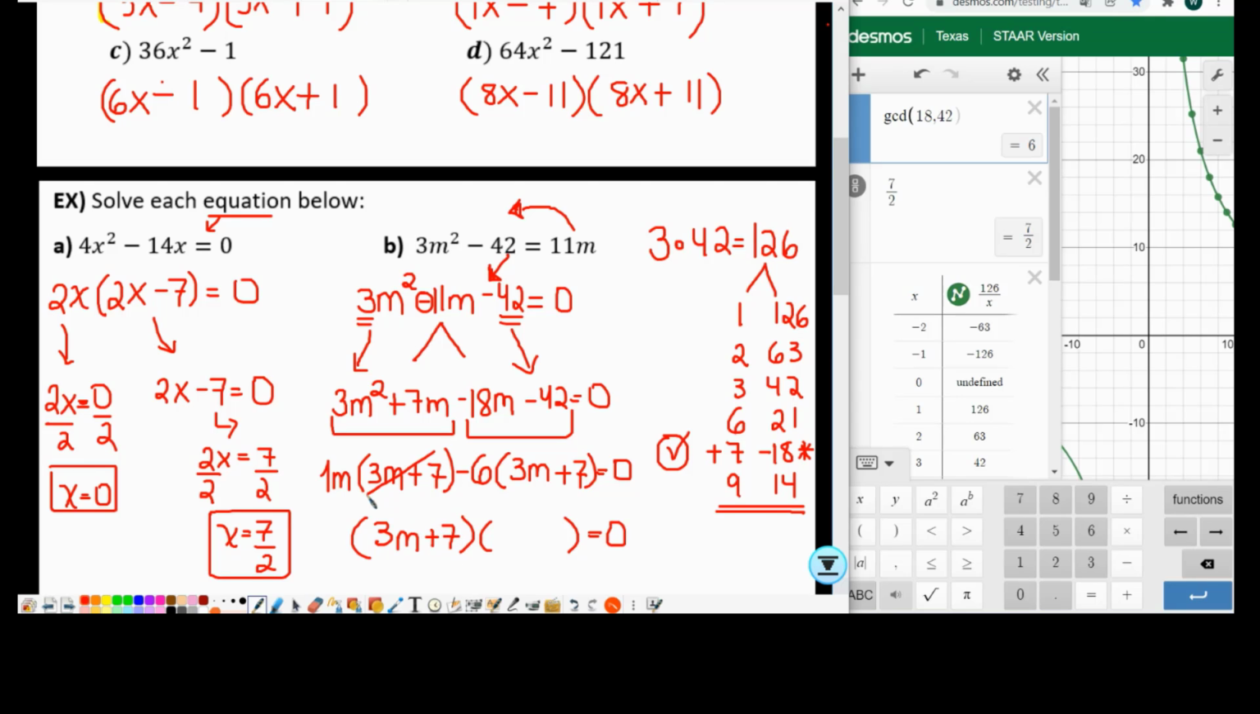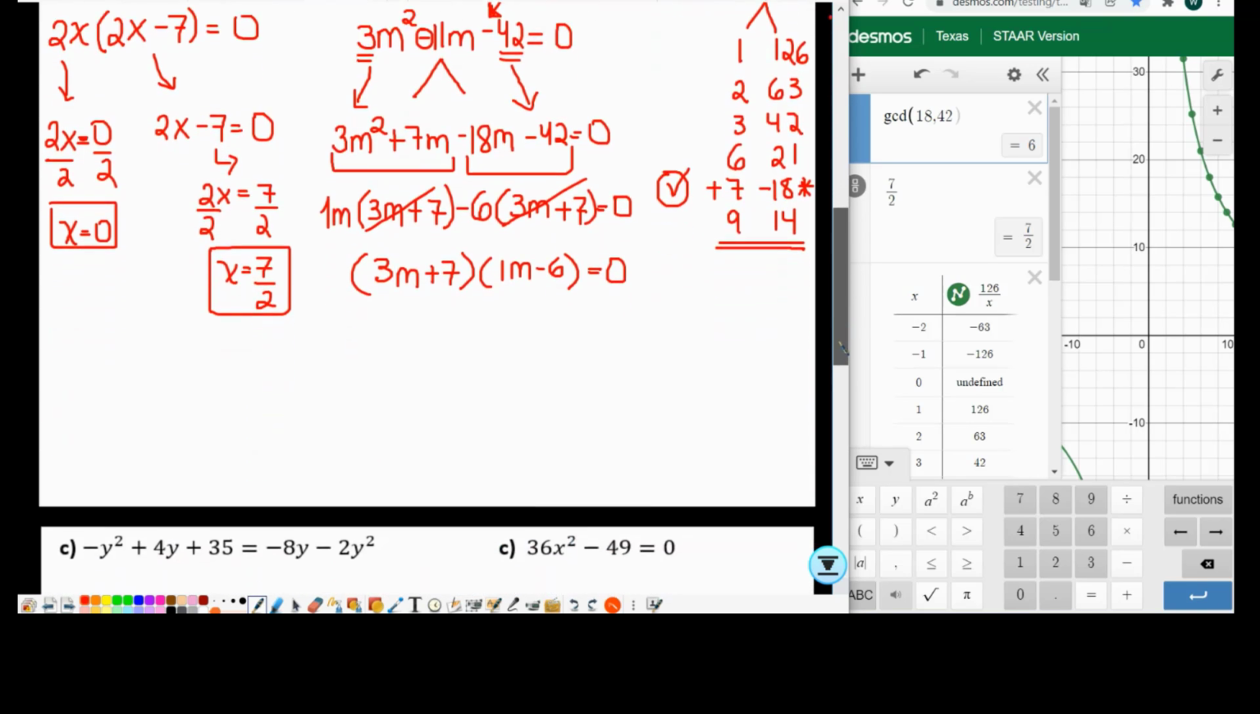And on the second parenthesis, first we're going to remove what they have in common. And on the second parenthesis is what we have left, which in this case is 1m minus 6. And there we go. We're ready for the next step, which is to break this down. So basically, we're going to separate. We're going to take the first term and we're going to set it equal to 0. And we're going to take the second term and do the same. Now we're going to solve for the letter m.